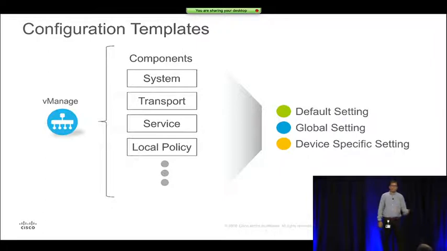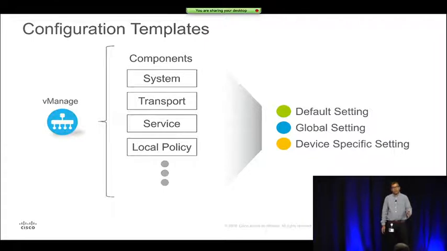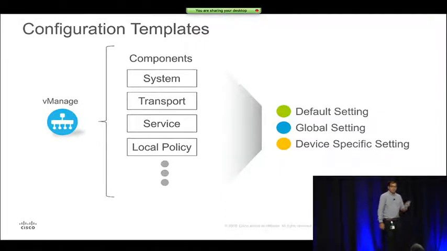There's the global value. Let's suppose I want to define an SNMP or a syslog config in my config template. Chances are in your deployment, all of the SNMP and the syslog are the same. So you can actually give a global value to the SNMP template that here is the server I need to forward my SNMP and syslog across my deployment. The last one is the device specific or the variable.